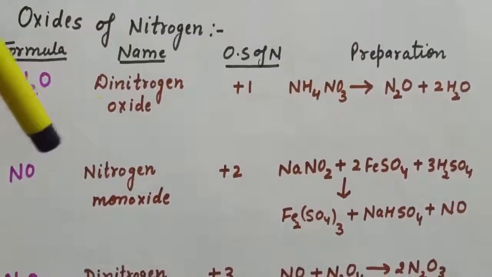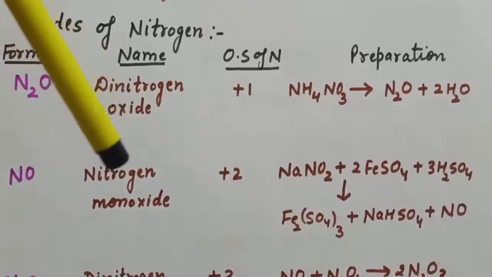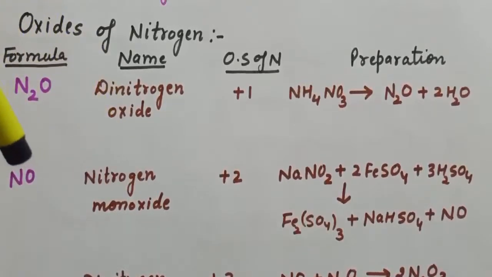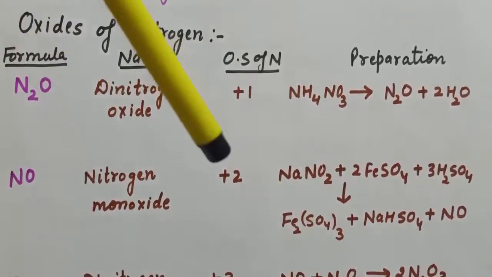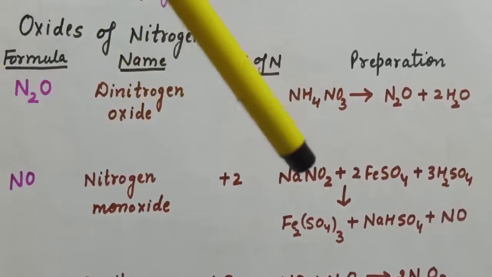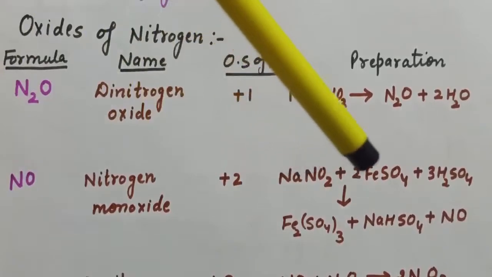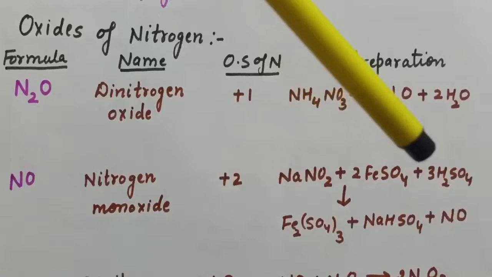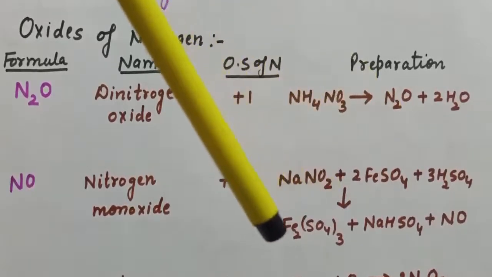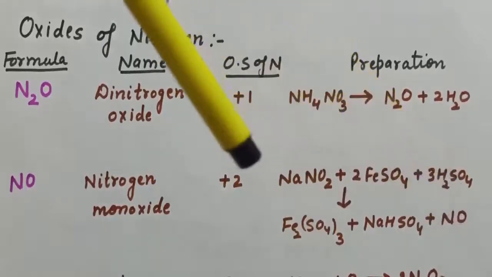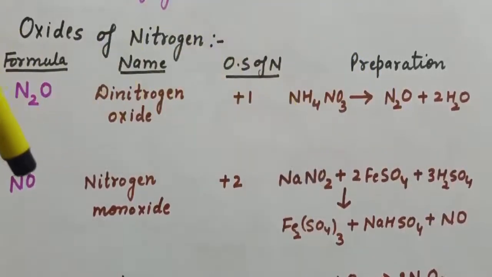Next is NO. The name is nitrogen monoxide and the oxidation number of nitrogen in NO is +2. Now the preparation method for the NO is, when we treat sodium nitrite, iron sulfate along with H2SO4. So what will happen? Ferric sulfate will form and NO gas will form. So this is the preparation method for NO.